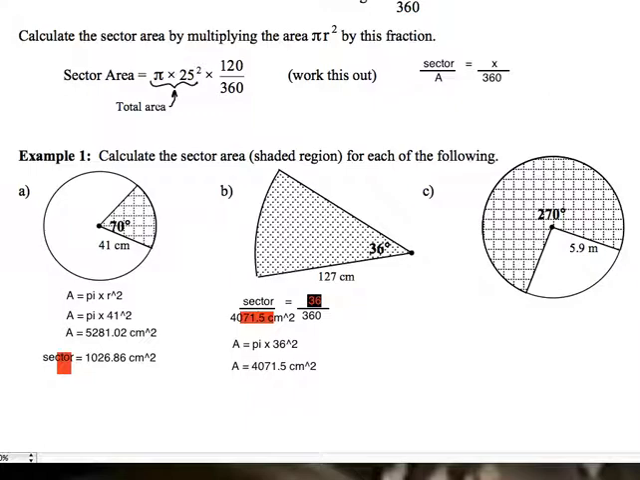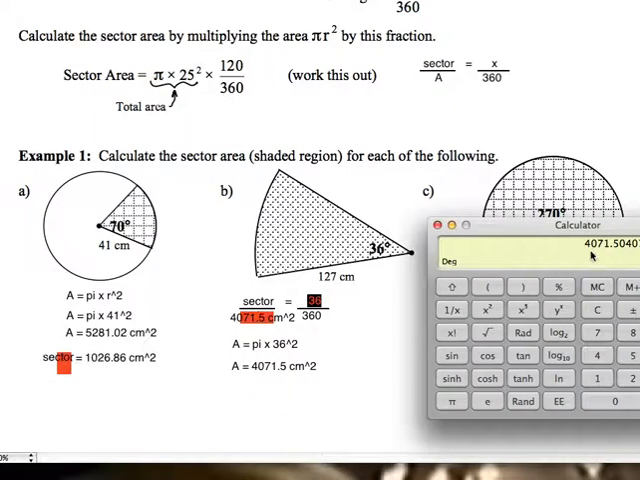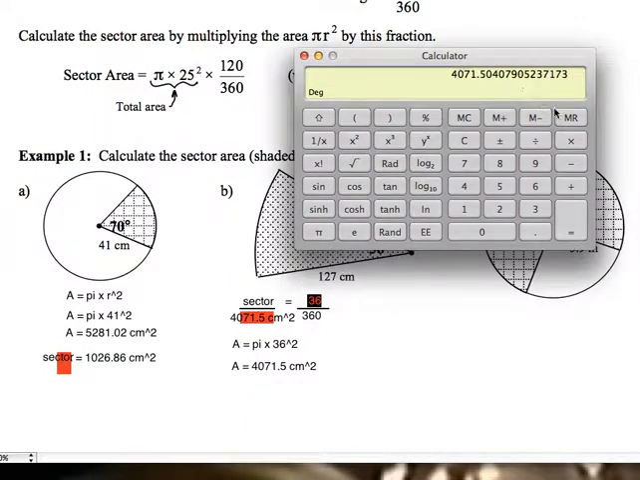All right, let's do that with this. I got 4,071.5. I multiply that by 36. I divide it by 360. And I get my sector area, 407.15 centimeters squared.